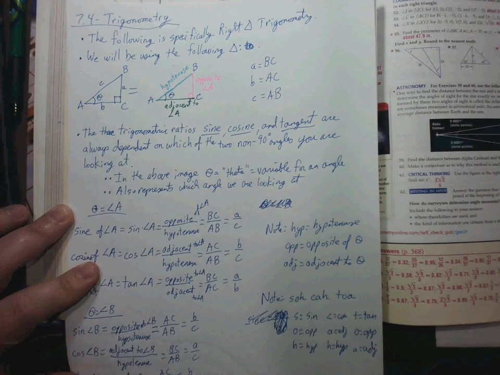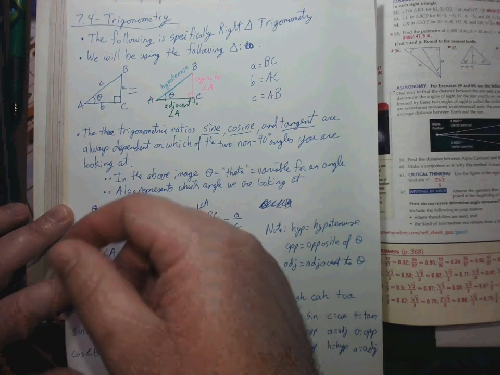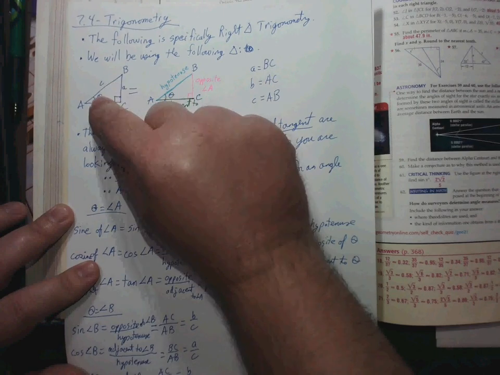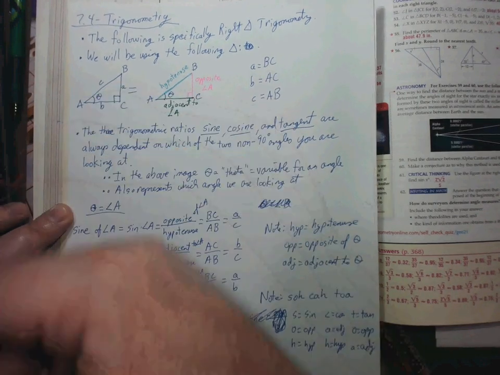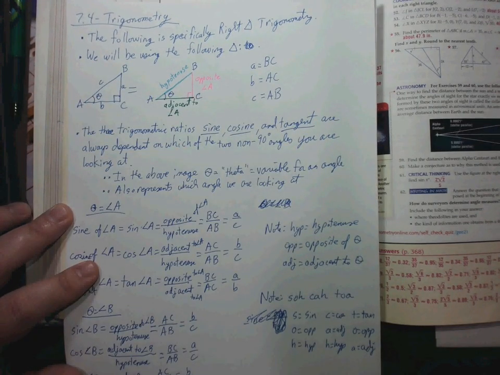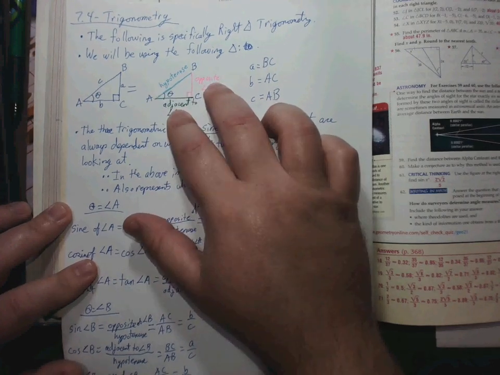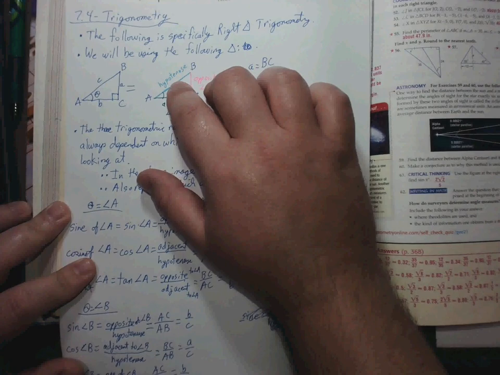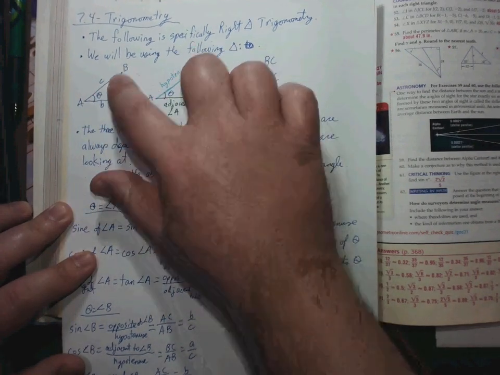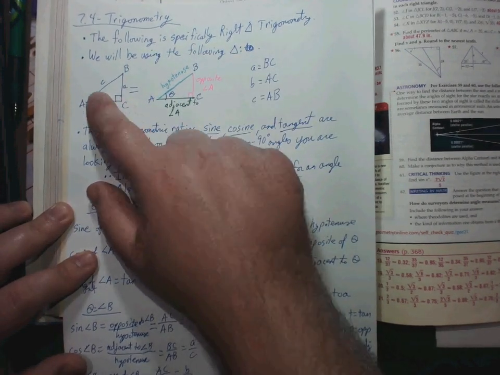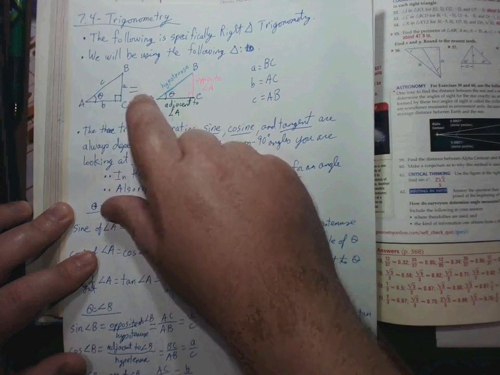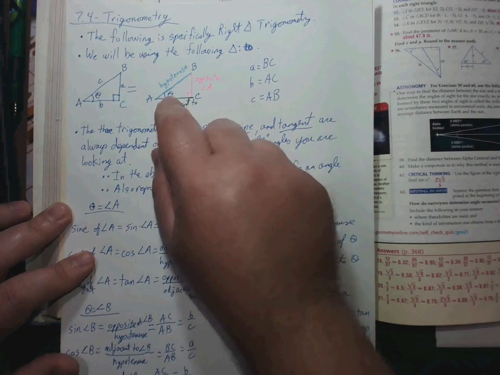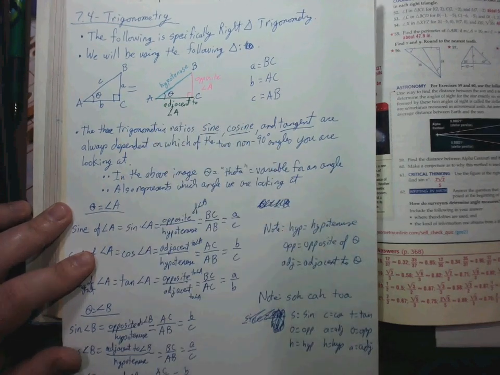So when you're doing right triangle trigonometry, it depends on which of the two angles, not the right angle, the other two angles, you're looking at. That will change whether these sides are opposite or adjacent. It does not change the hypotenuse. The hypotenuse is always that longest side, the side opposite the 90-degree angle. That's always the hypotenuse.